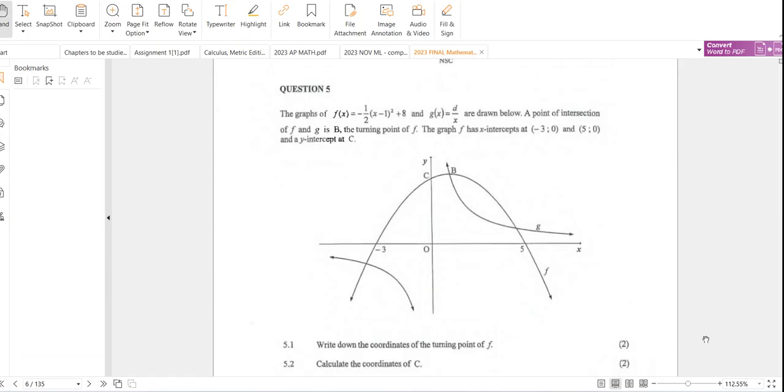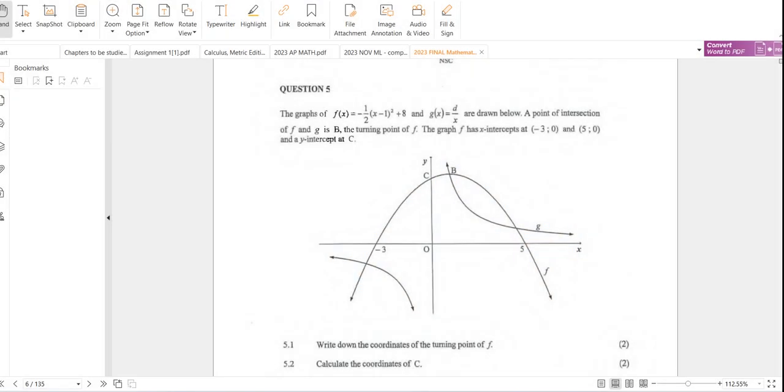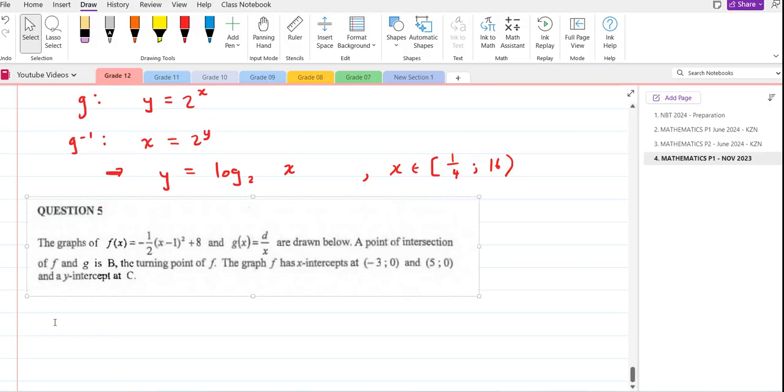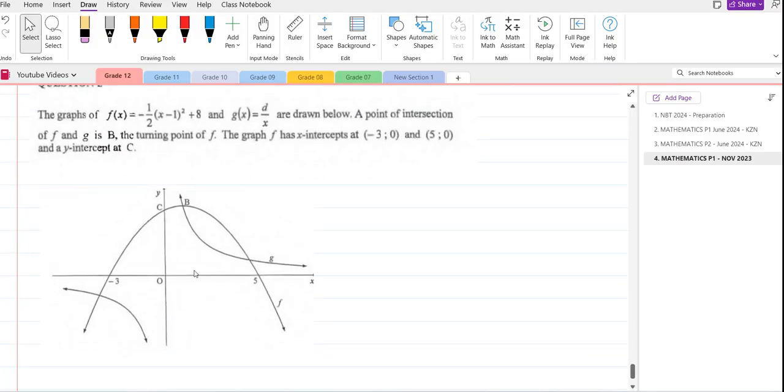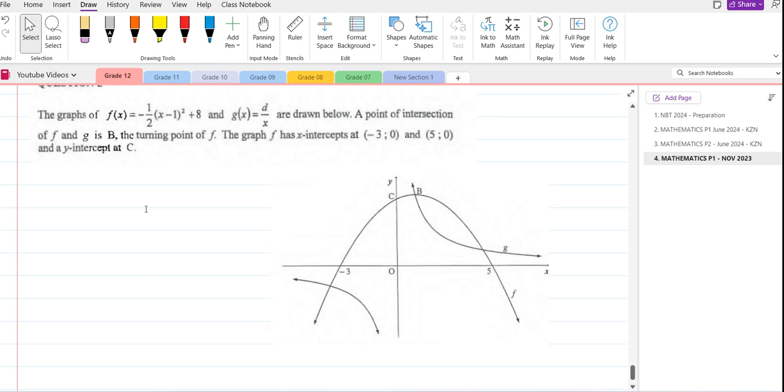Continuing on to question number 5. Let's read this question. We have a parabola and a hyperbola. Nice mix of questions. We have f of x equals minus half x minus 1 all squared plus 8, and g of x is d over x, which is a hyperbola. Horizontal asymptote, vertical asymptote, we can write down. A is a point of intersection of f and g.